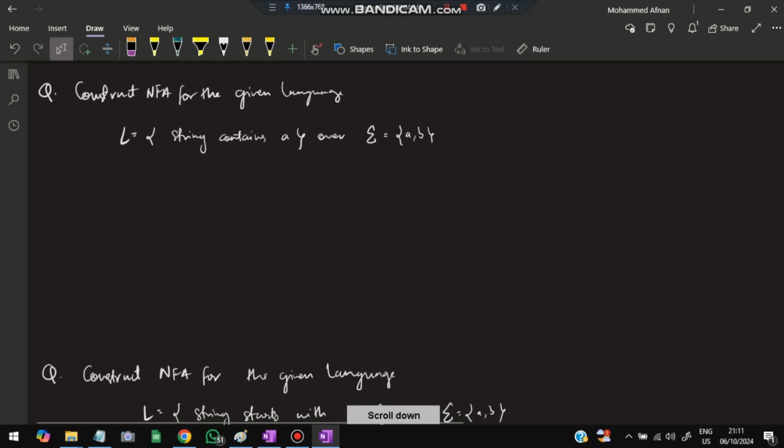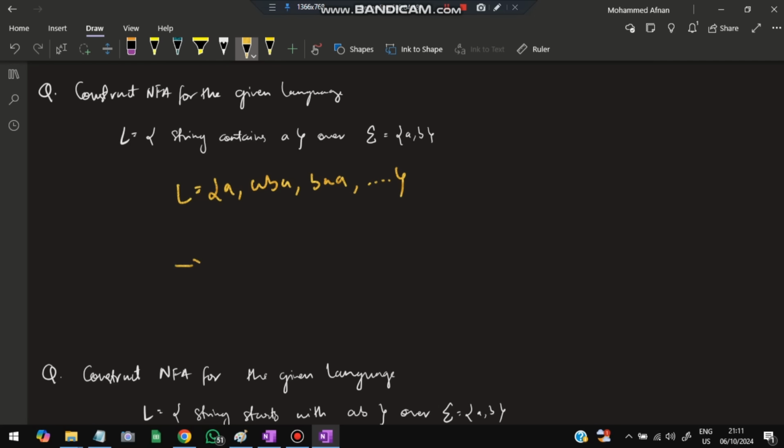Consider an NFA for the given language: string contains A, it should contain just one A. So what will be the language? The minimum one will be A, it can be ABA, it can be BAA, but A should be there. Okay, so here it will be Q0, and on A I'll put Q1, and this is the final state. That's all. This can also be my answer. Still, I'll make here as A, B, here also as A, B for more clarification.